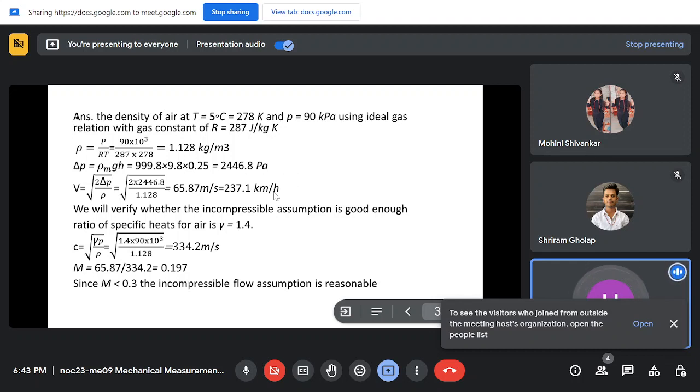In this case we have assumed that the fluid is not compressible, so it's an incompressible fluid. We'll check whether that assumption is good. If it's not good, we have to use a compressible flow relation.